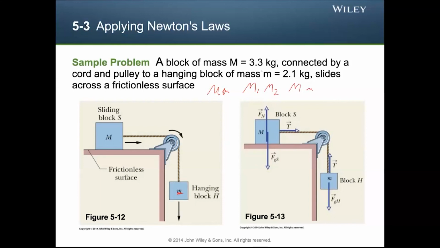So it says a block of mass 3.3 kilograms, connected by cord and pulley to a hanging block of mass 2.1 kilograms. So this one's 2.1, this one's 3.3. These are masses. It slides across a frictionless surface. So it's telling you it's frictionless, therefore the hanging block must be pulling on it. And then basically you can calculate the velocity at which it's moving from the masses.